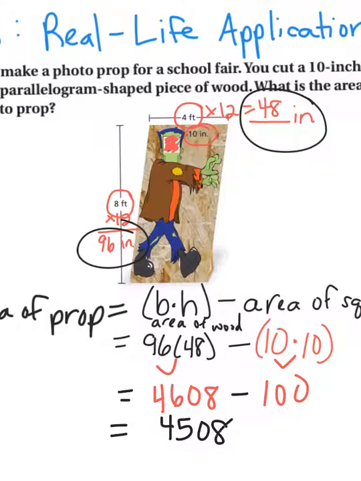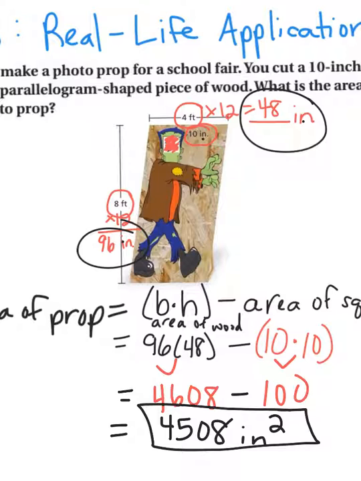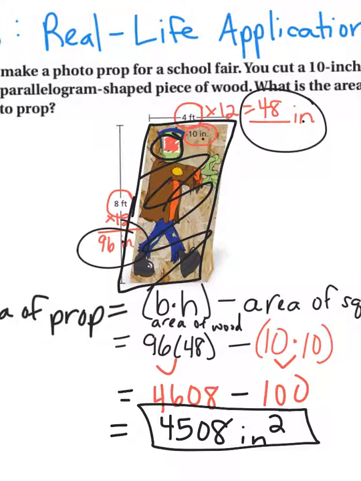4,508, and because we converted everything into inches, these are in inches, this was in inches, these were in inches, so our final unit of measurement will be inches, and it will still be square inches as our final answer, because we were looking for the area of this whole piece of wood, which we found by taking out that tiny little square there and finding the rest of the area up here. So our final answer is 4,508 inches squared.